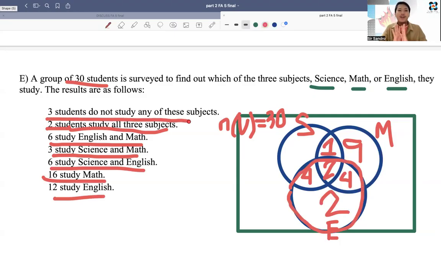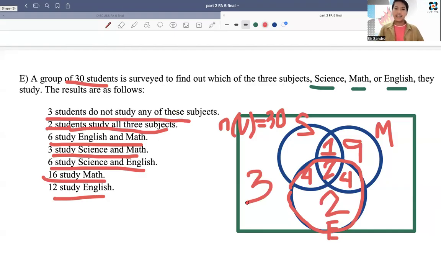So here's the thing. A lot of scholars get stuck on this problem. Sir, where is S? Why wasn't the entire data for science given? I can't see it. So what do we do? They're always used to problems where we have to find the outside of the union of science or English or math. But this time, the outside is given. So we have to use that. Okay? 3 students do not study any of these subjects.